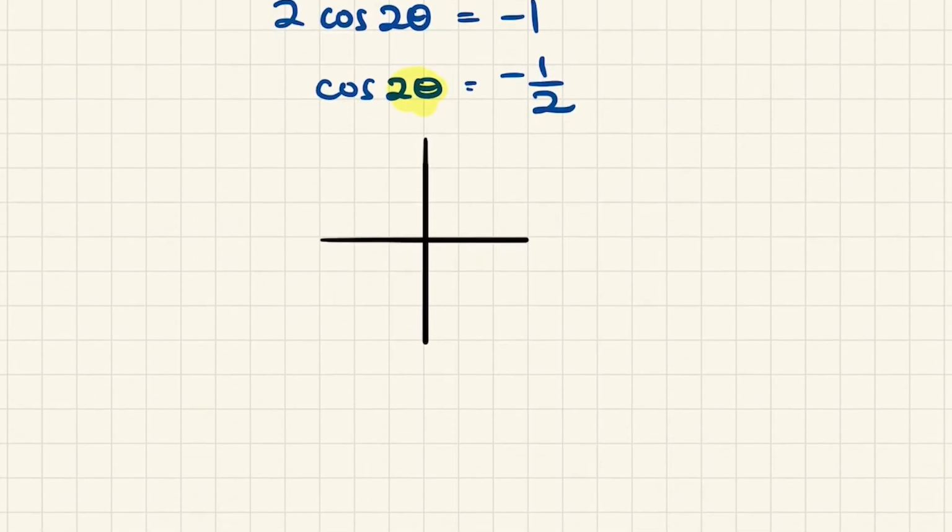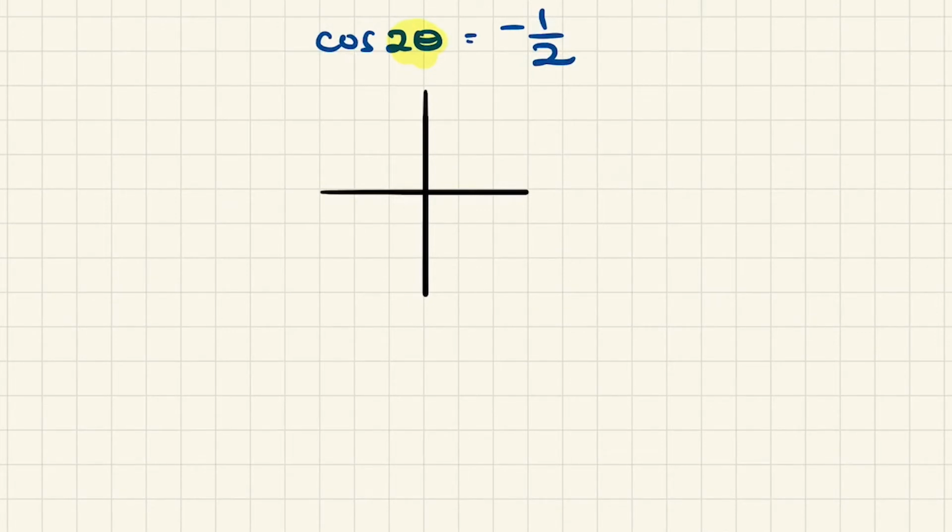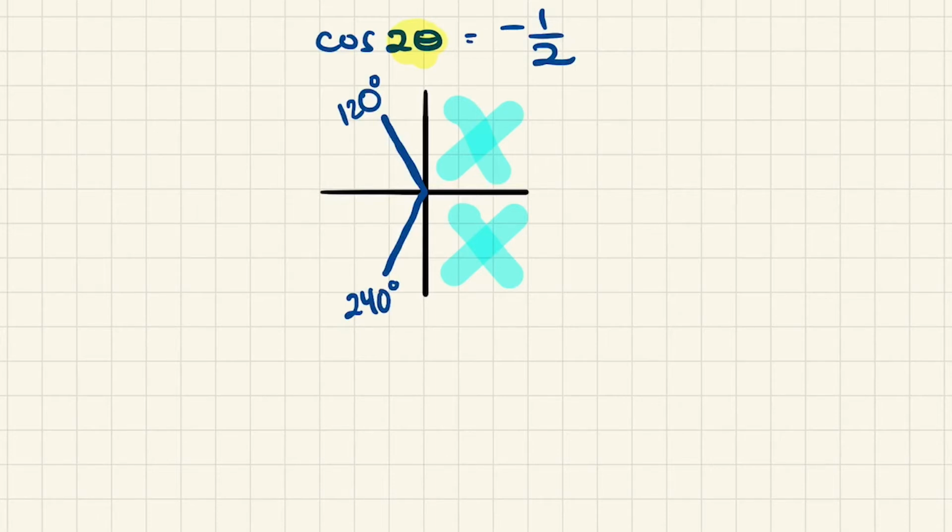So let's locate the solutions. Cosine of some angle is -1/2. Well, we know there'll be a second quadrant result and a third quadrant result, because cosine of first and fourth quadrant produces a positive result. So, okay, we know that 120 degrees is a solution. So correspondingly over here, we have 240 degrees. Okay, now that's not what theta is, that's what 2 theta is.